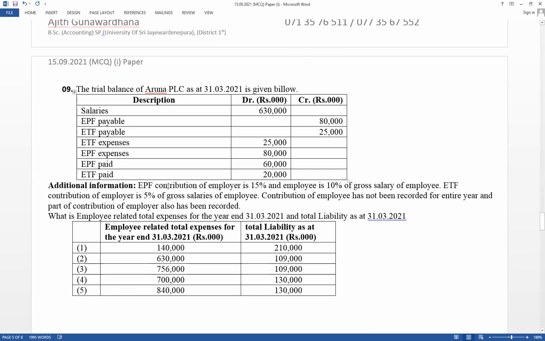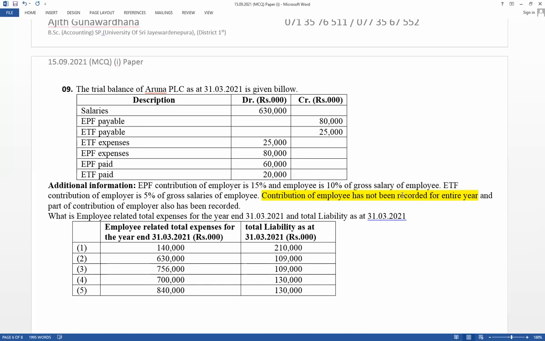It has given EPF contribution of employer 15% and 10% of the gross salary of the employees. ETF contribution of employer 5% of the gross salary of the employees. And contribution of employee has not been recorded the entire year. Therefore, the trial balance shows net salary. Think contribution of employee, salary account debit, EPF payable account credit. It has not been recorded. In this situation, as salary paid in cash value, net salary, cash account credit, salary account debit. But second step, contribution of employee was not recorded.